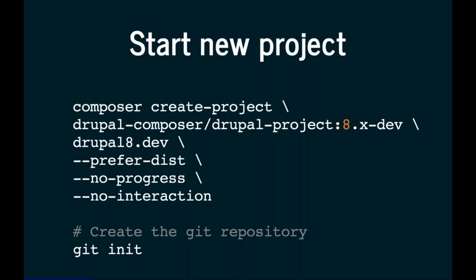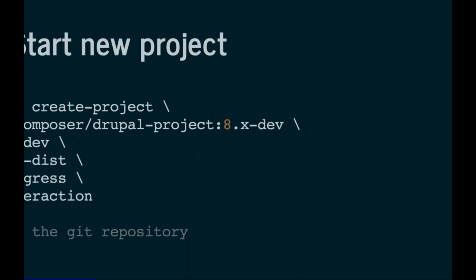And finally, once the project gets downloaded into your system, you can just run git init in order to make your project a repo, so you can manage any file changes in the system and commit them to your repo.